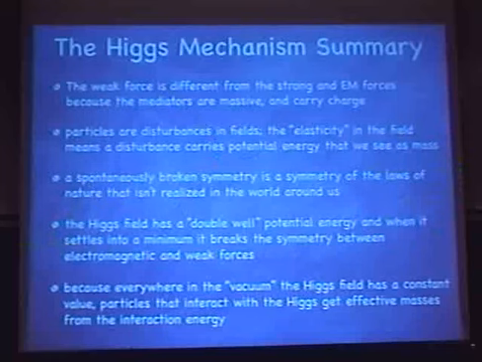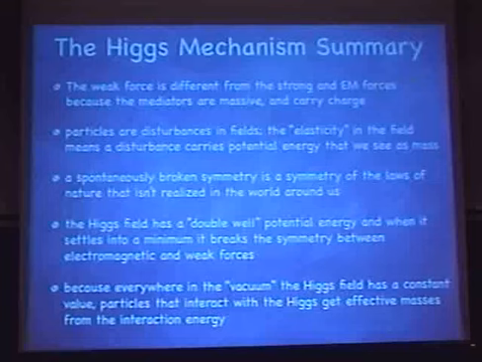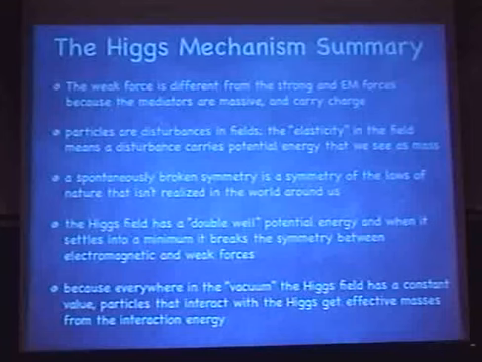Then we talked about what a symmetry was and the idea that there might be a symmetry of the laws of nature, like, for example, the fact that Newton's laws work just as well here as they do in New York. That's a translation symmetry that isn't actually realized in the real world because we know that Chicago isn't the same as New York.